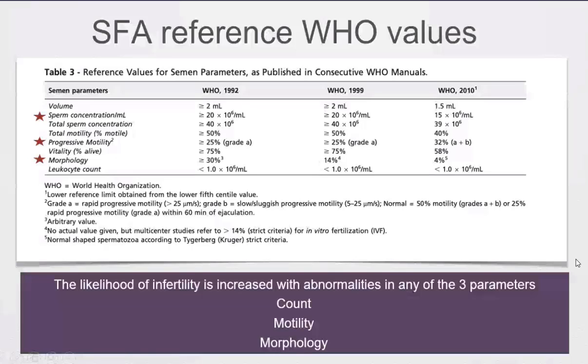So the likelihood of infertility is increased with abnormalities in any of the 3 parameters, which is the count, motility, and morphology. The values have been changing from year to year, and the latest was published in 2010. The lowest sperm concentration is about 15 million per mil, with total motility of 40% and progressive motility about 32%, which takes into account rapidly progressive sperm and also slow or sluggish progressive motility. And the lowest morphology should be about 4%.